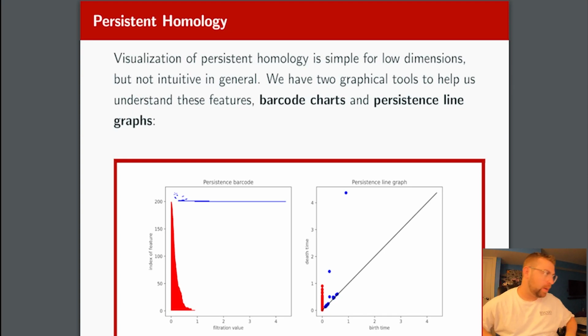So on the left here, looking at the barcode, this is my preferred diagram. The filtration value on the x-axis, that's my alpha parameter, my radius. Index of feature, that doesn't matter for now. But what I want to drive through is the red bars are the 0 homology features. So these are just connected components. And then the blue, that's the one-dimensional homology features. So the holes, right?